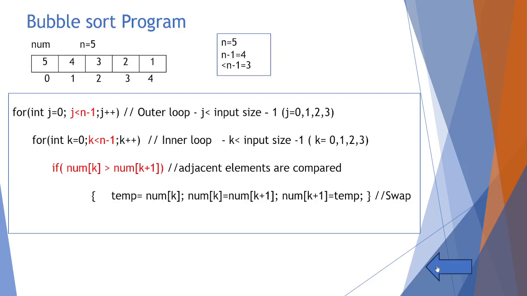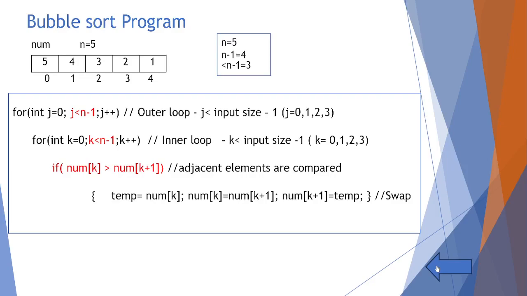Then the inner loop for int k is equal to 0, k less than n minus 1, k plus plus. Inner loop k less than input size minus 1, that is 0, 1, 2, 3. But if you remember, recall the nested loops, which I have taught in lesson number 25. Link is given in the description box. For each iteration of outer for loop, inner for loop works these many times. That is 0, 1, 2, 3, 4 times. When j is 0, k works 4 times. Kth loop works 4 times. When j is 1, kth loop 4 times, and so on and so forth.